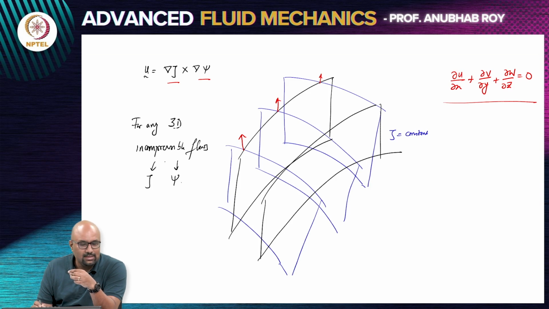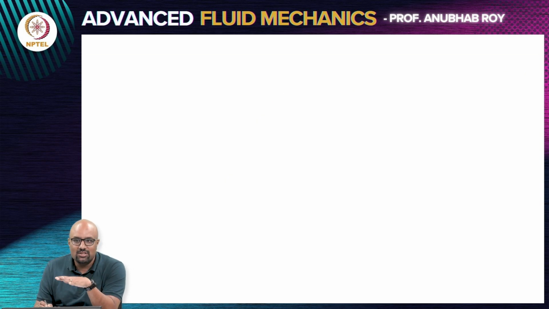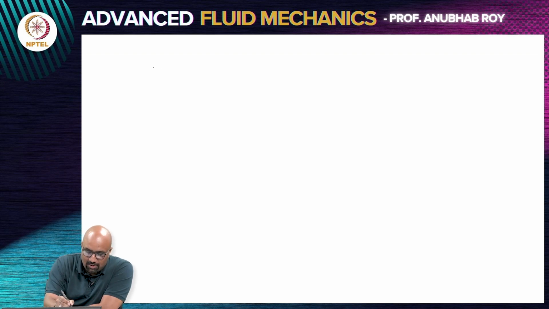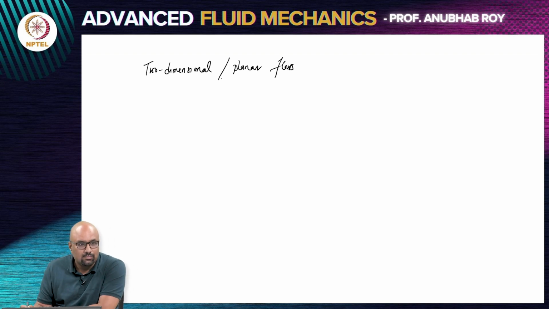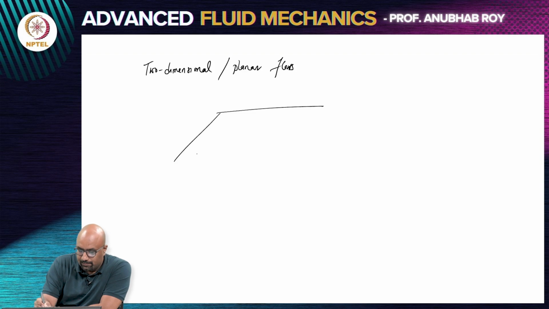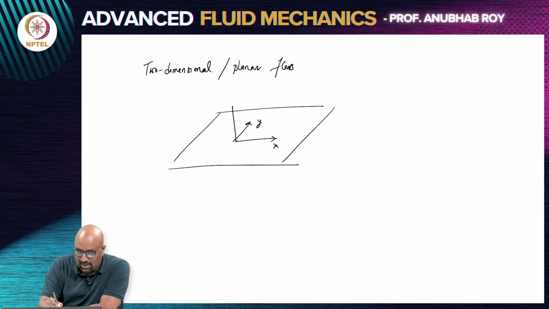Now, this gets particularly simpler if the flow has certain symmetries or simplifications. The first simplification that we will consider is if the flow was 2-dimensional or planar. So, the flow resides on a surface. I am going to consider the surface to be spanned by the x and y axes and the normal to the surface being the z axis.